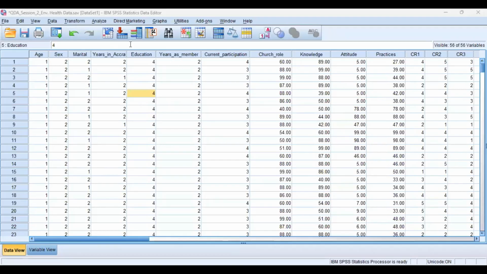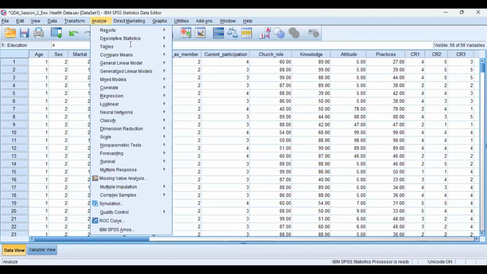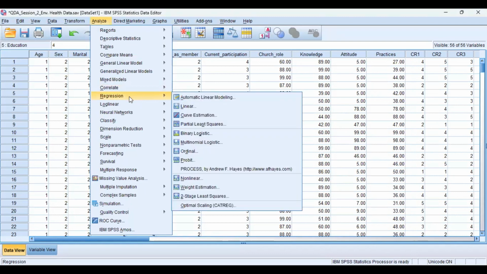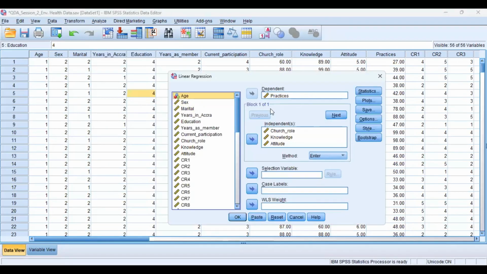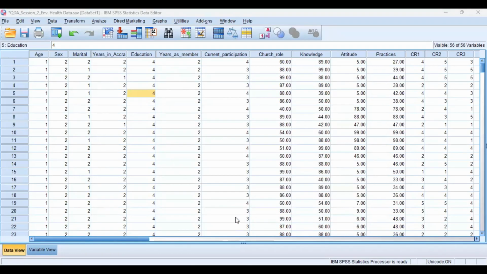So we go to Analyze, go to Regression, and then we run Linear. Everything has already been put here, so I'll just press OK. Then the output tables come out. Now let me copy the ones I'll need.